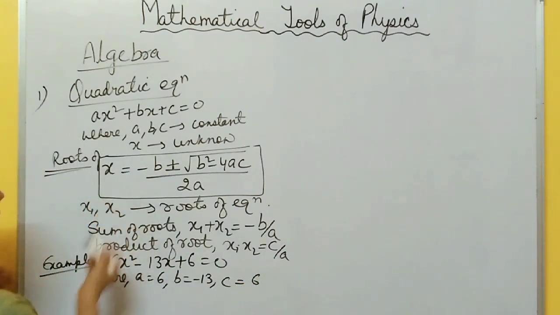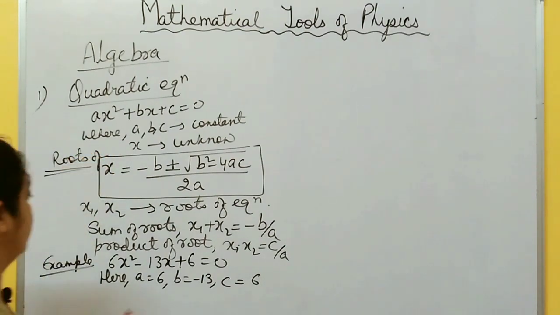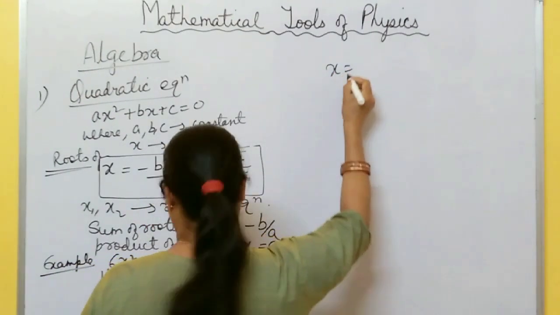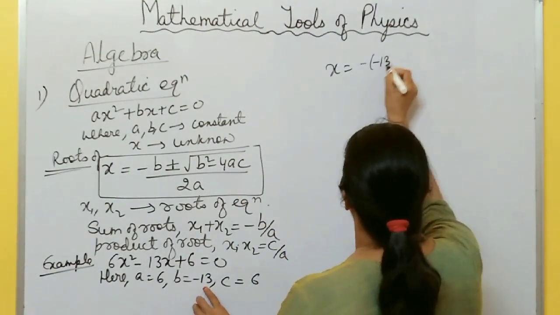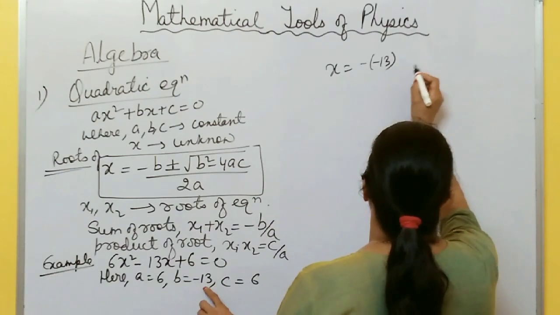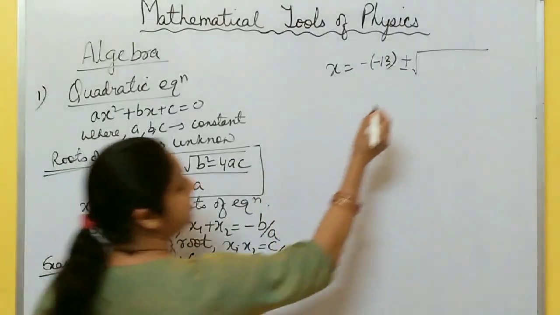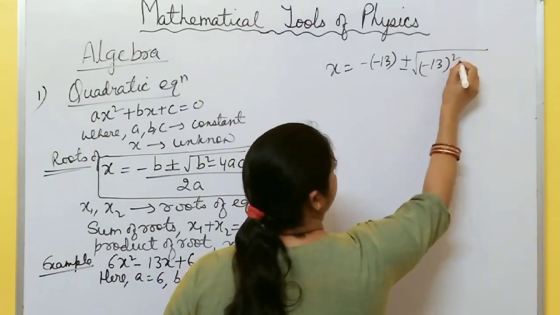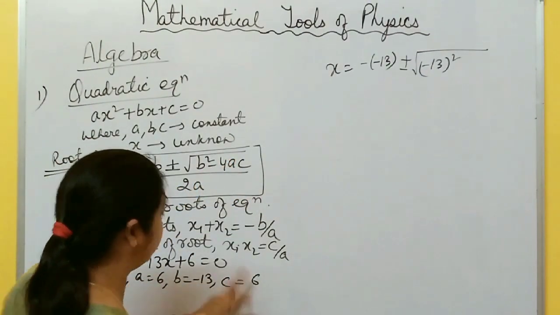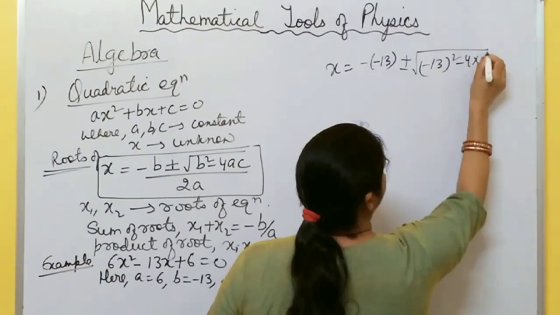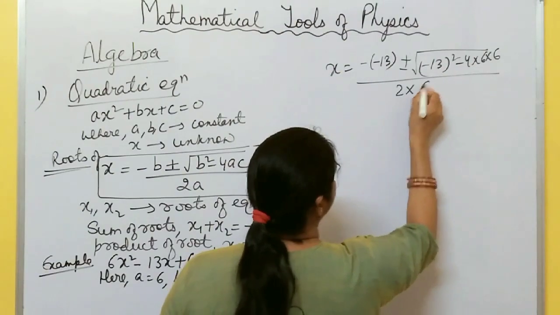Now you have to use this formula, x equal to this one. It gives two values of x. So x equal to minus b, it means minus b. B is minus 13, plus minus under root b square, b square means minus 13 square, minus 4ac, 4 into 6 into 6, divided by 2a, it means 2 into 6.